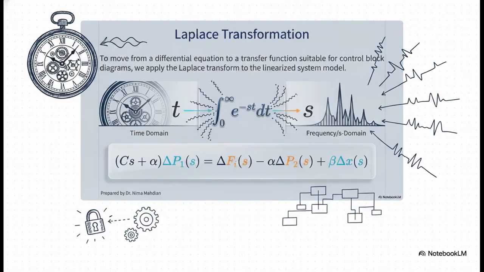But here's the catch. Time domain differential equations are pretty difficult to use when you're trying to synthesize control architectures. So what do we do? We apply the Laplace transformation. We step out of the time domain T and enter the frequency or S domain. By transforming our variables into functions of S, we magically convert all that complex calculus into much more manageable algebra. This is a critical step because it unlocks our ability to actually draw standard control block diagrams.